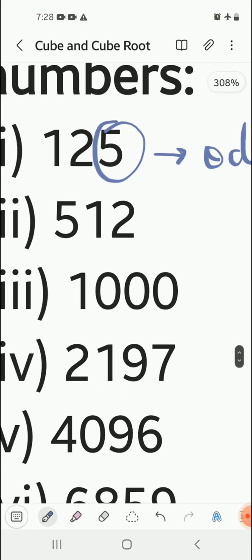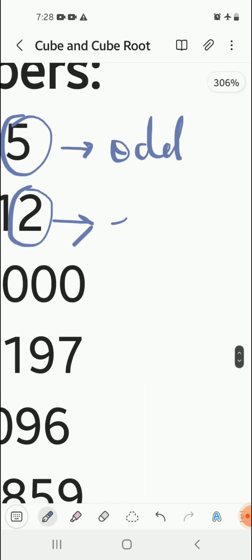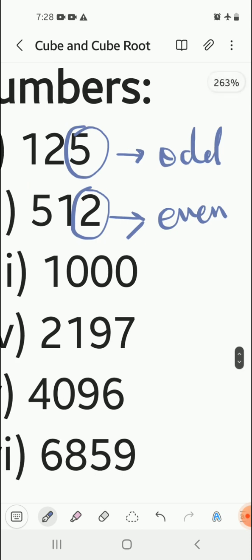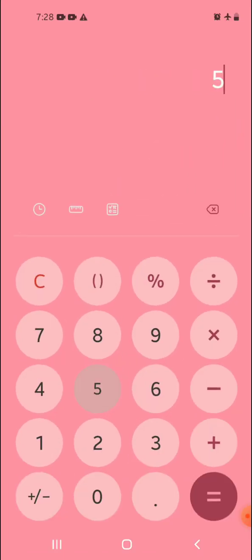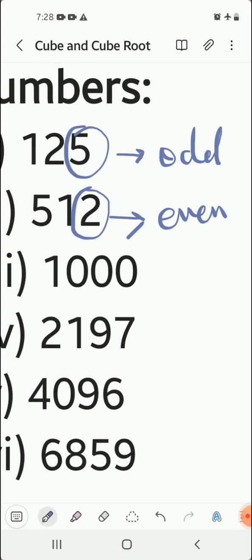See, 512, the number ends with 2, which is an even number. So in this case, because it's an even number, its cube will also be an even number. We'll check the answer. That is, find the cube of 512. That is 512 into 512 into 512. We get a number. See, it ends with 8, which means the answer is also an even number.